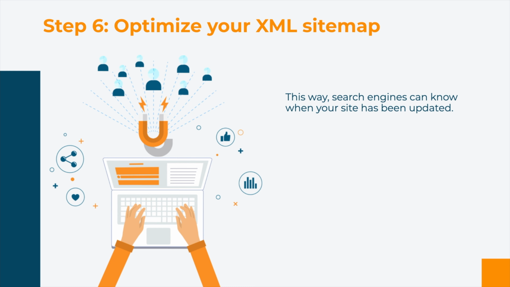Step 6, optimize your XML sitemap. This way, search engines can know when your site has been updated. This one is very interesting because as you start adding plugins and portfolio plugins to your WordPress site and different plugins that create different web pages, those plugins in essence will create their own version of their sitemap for that part of the site. We talked about different nesting approaches needing to happen in the linking structures. These plugins do it automatically, so you have to be aware an XML sitemap will be created.